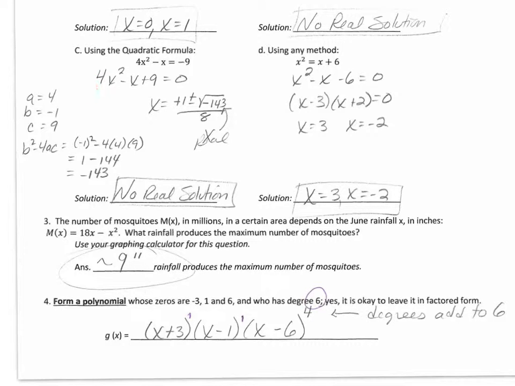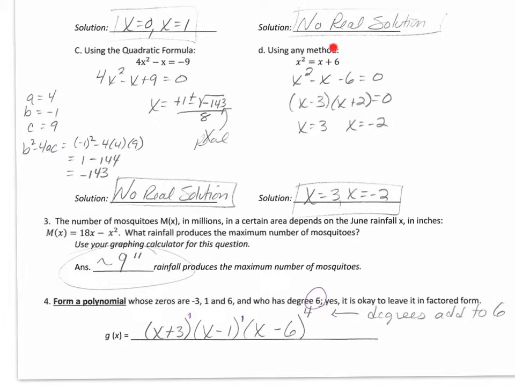Then A is 4, B is negative 1, C is 9. Go ahead and find B squared minus 4AC. When you do that, you get a negative number, and because that's a negative number, inside the quadratic formula, you'd have the square root of a negative, which is no real solution again.